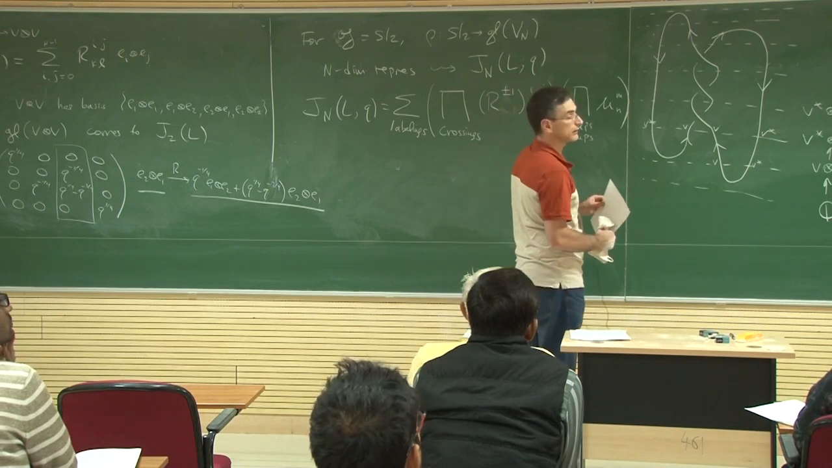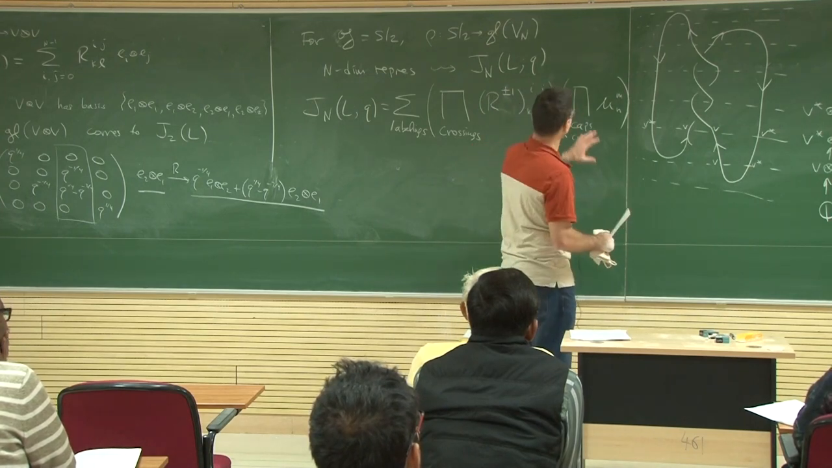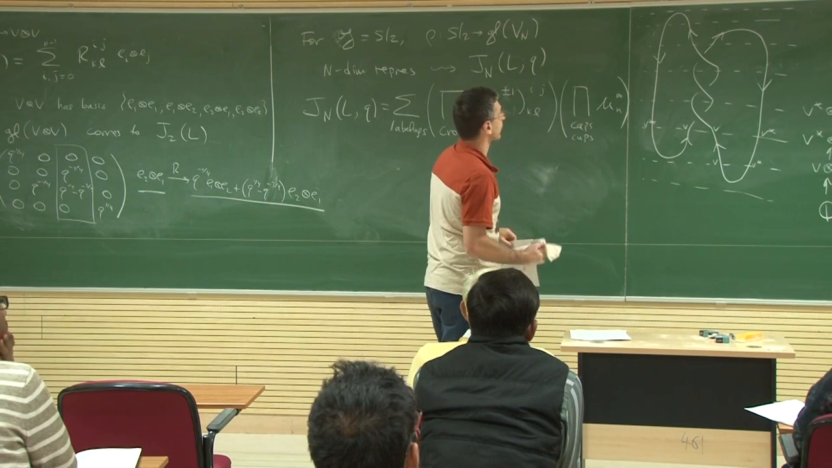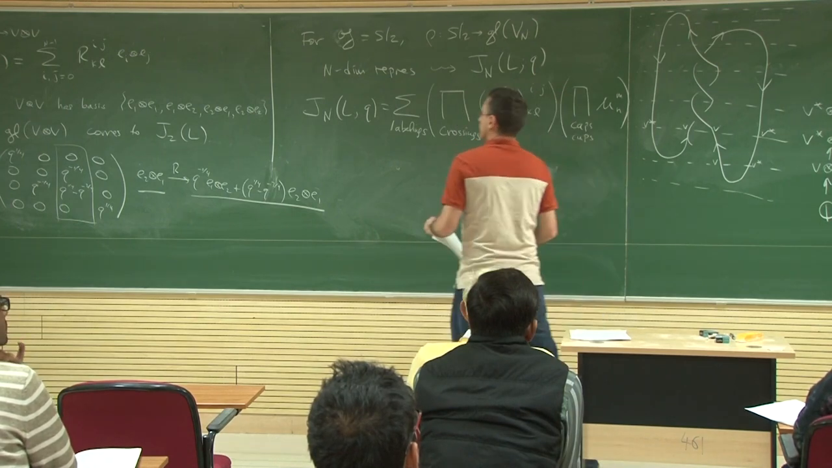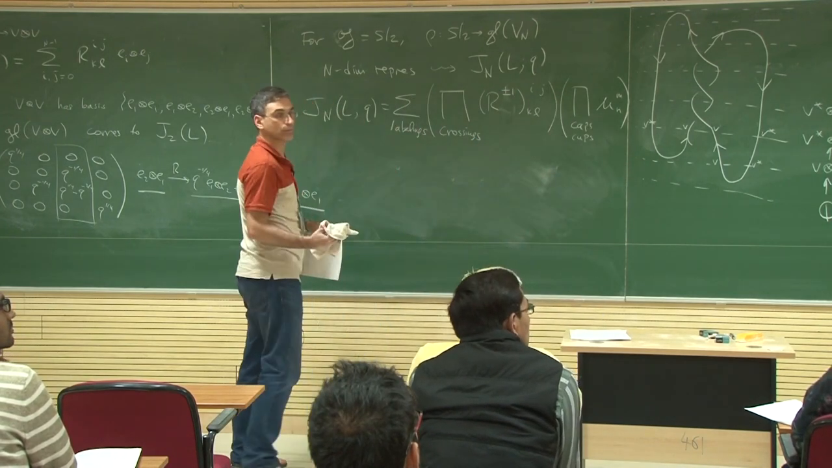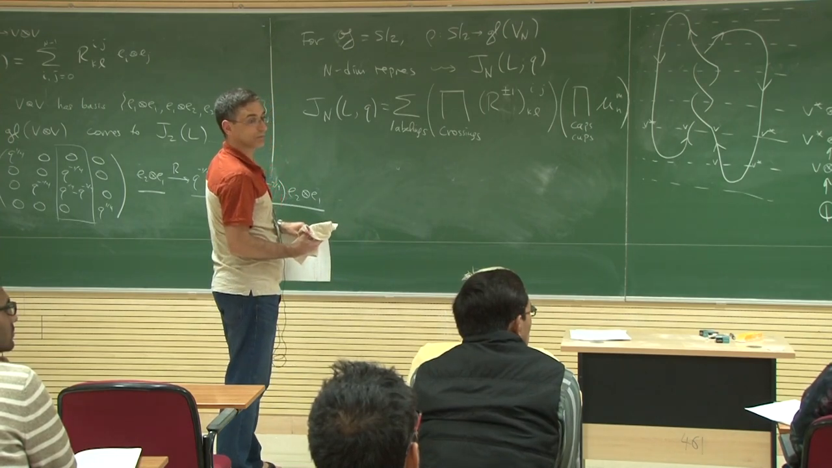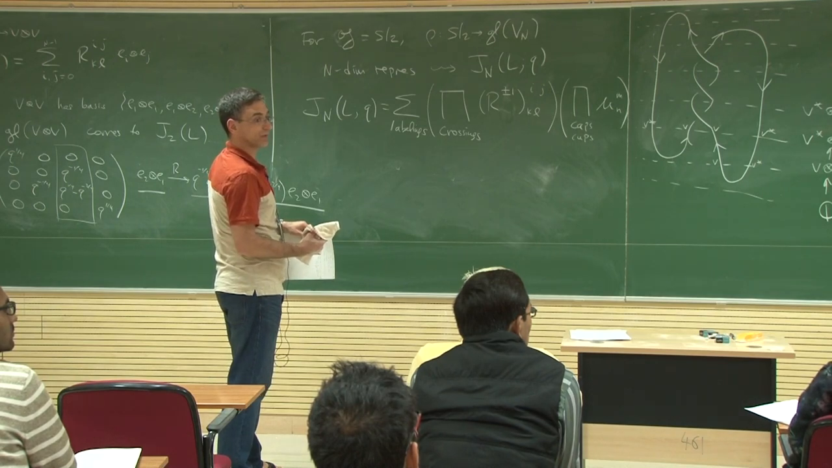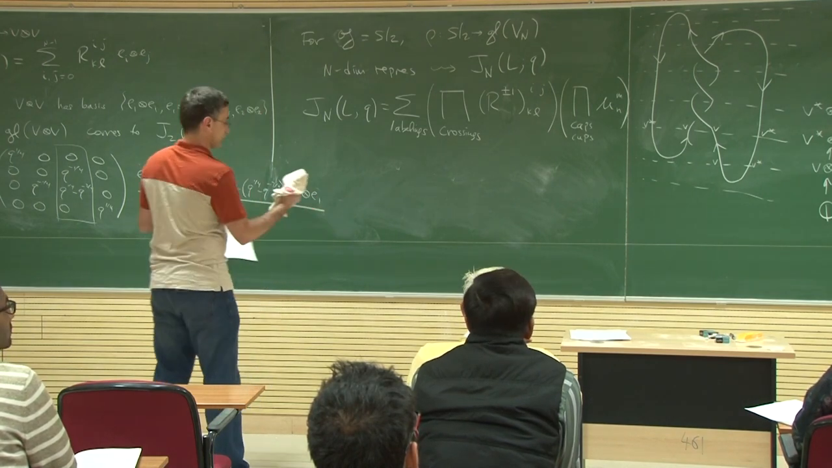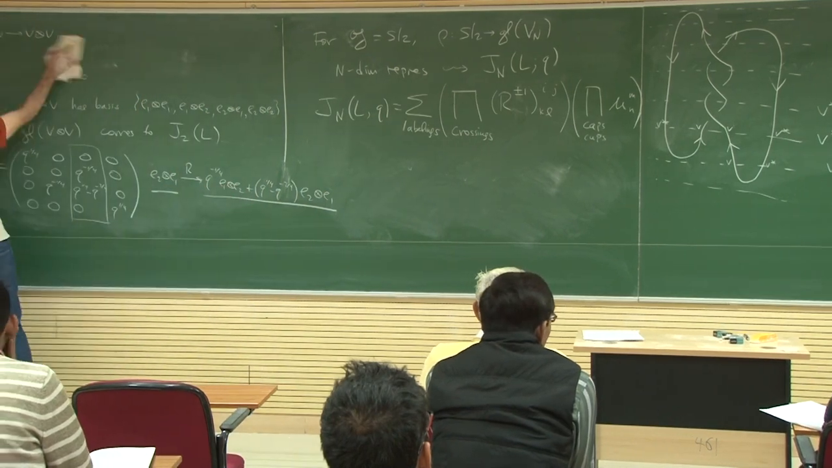Yes, it's the cups and caps. They are the ones which would correspond to rotation numbers on the edges. There's another state sum using the... So, let me explain. So this is the cabling formula, right?